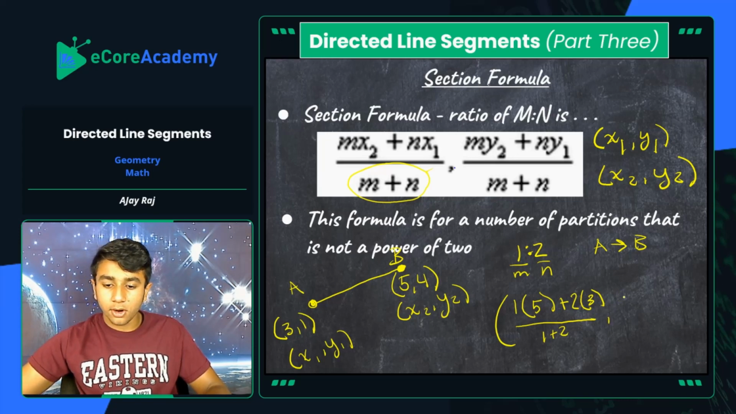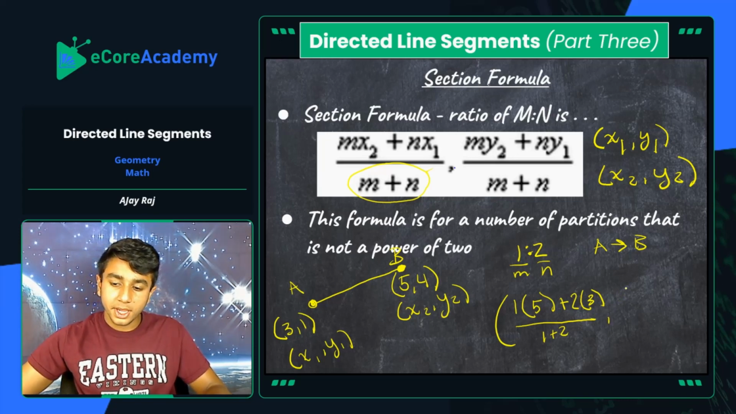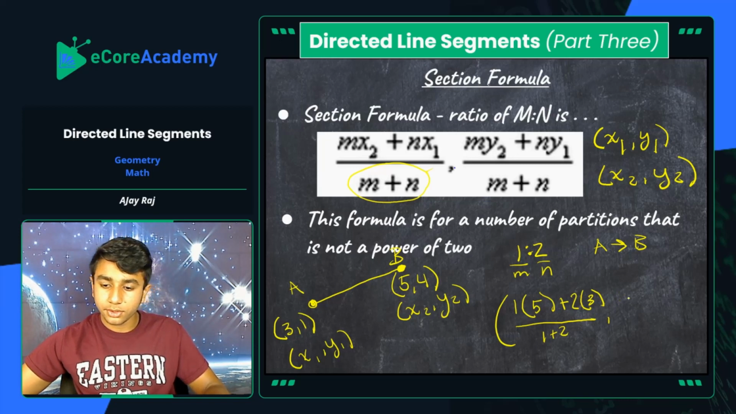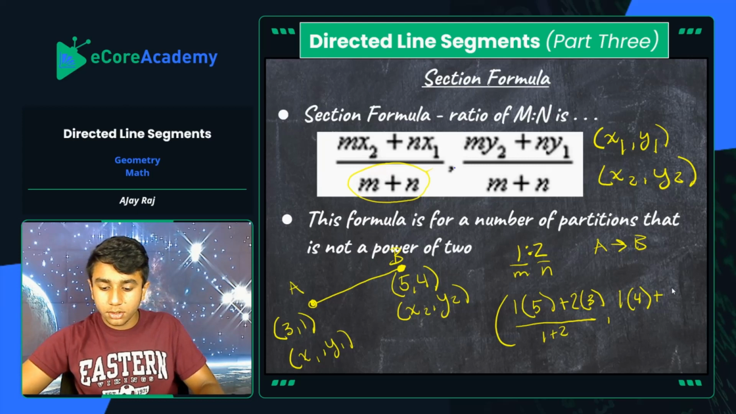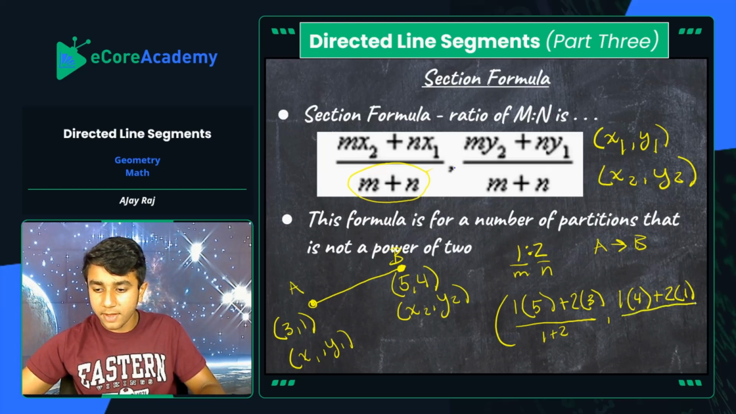And then we're going to take our m value again, multiply that with our y2 value. So that's 1 times 4. And then add that to n times our y1 value, which is 1. So it's going to be 2 times 1. And then, of course, divide that by the sum of m plus n, which is 1 plus 2. And then we're going to solve that down here.